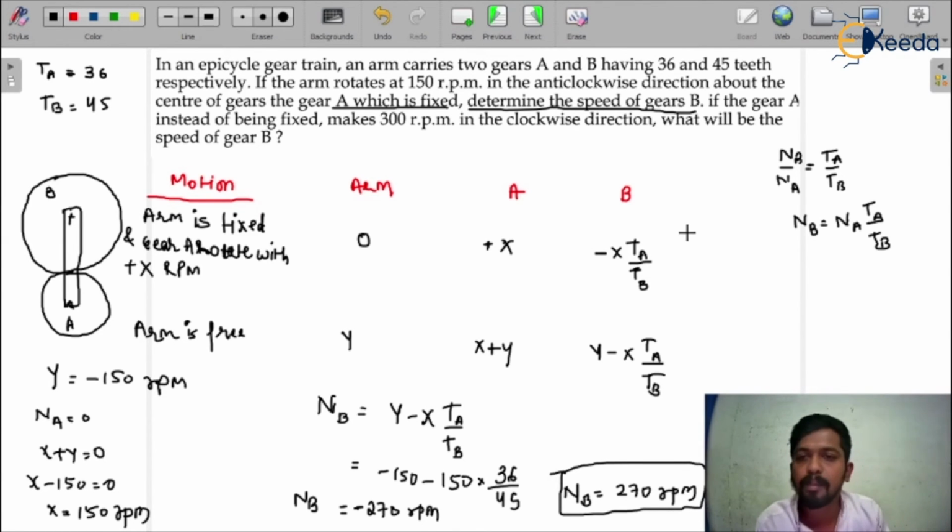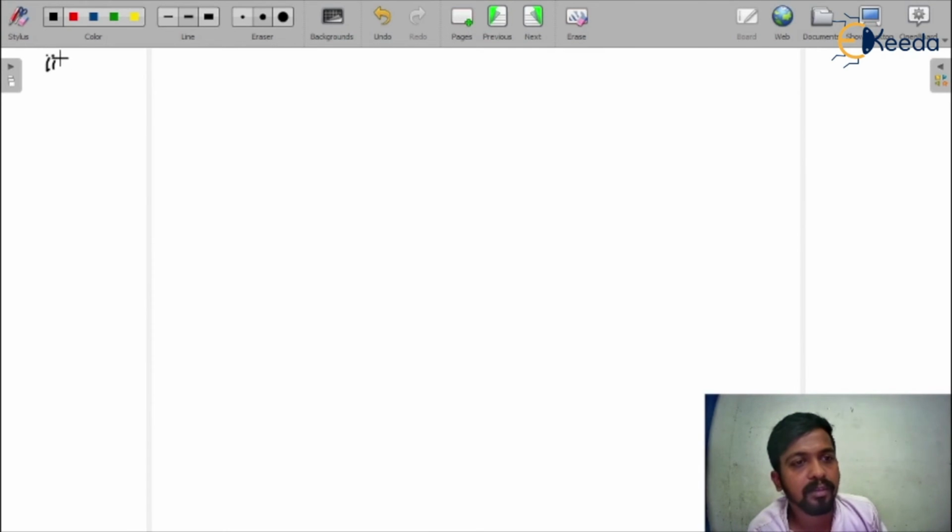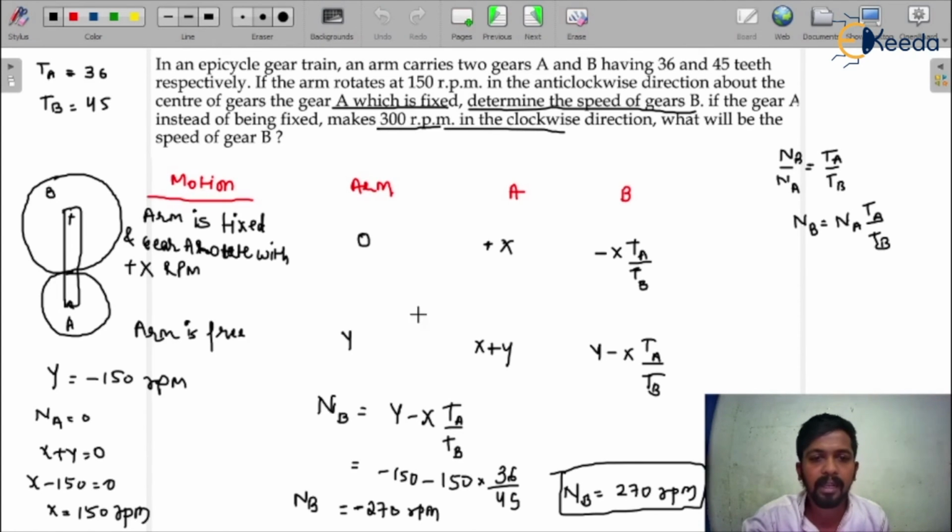In the second part of that question, it is given that the gear A, instead of being fixed, has 300 rpm in clockwise direction. So in the second case the speed of the gear A is 300 rpm in clockwise direction. We have assumed the clockwise direction as positive. The table would be similar to the previous table because there is no change in the gear train. There is only a change in the speed of the gear A.